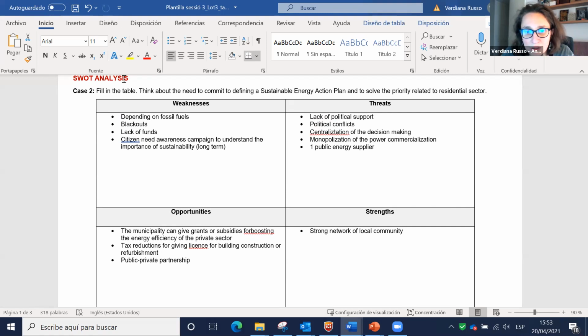Both groups have talked about the importance of increasing citizen awareness through actions like campaigns or participative processes, or also implementing pilot projects from the municipality that can be an example for the citizens to understand the importance of energy efficiency.